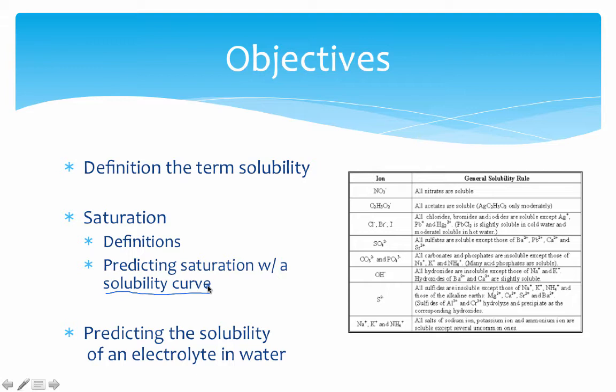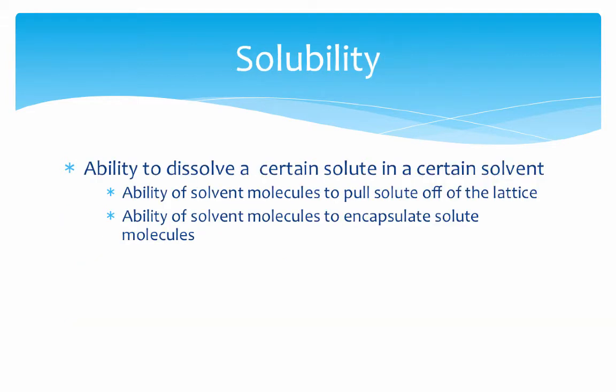of predicting saturation. And then last but not least, we'll talk about the idea of predicting solubility of an electrolyte in water. And this is going to involve using a table such as this one, known as a solubility table, or solubility rules. Later on in the chapter, you're going to be responsible for knowing these solubility rules so that you can decide whether or not a certain ionic compound will or will not dissolve in water. So let's begin then with the definition of solubility.